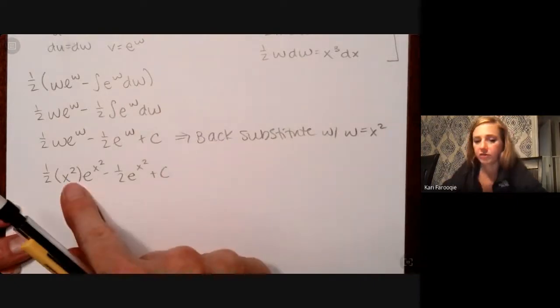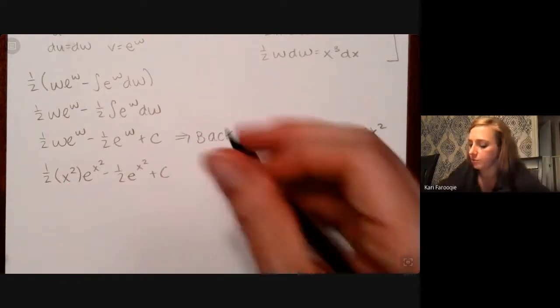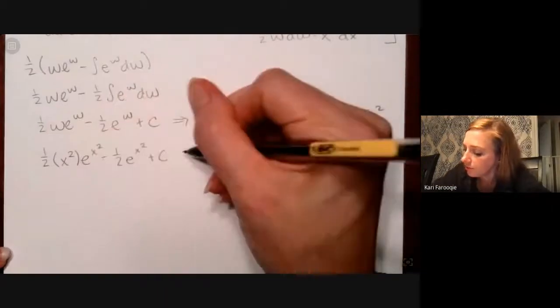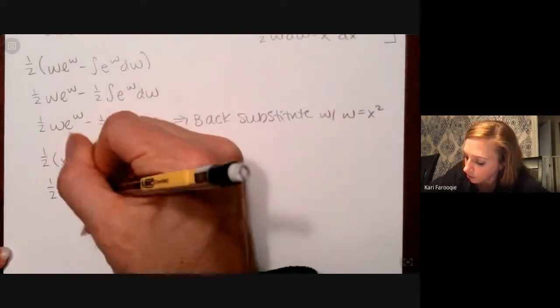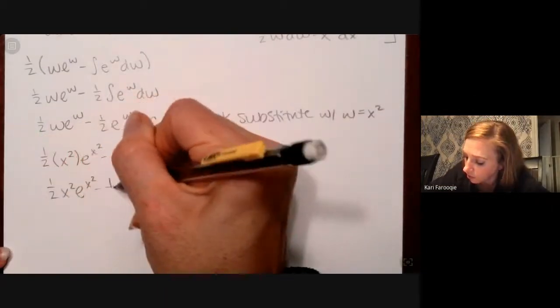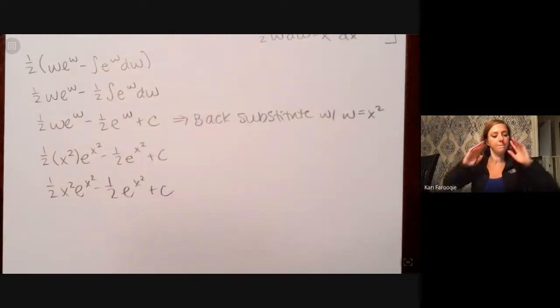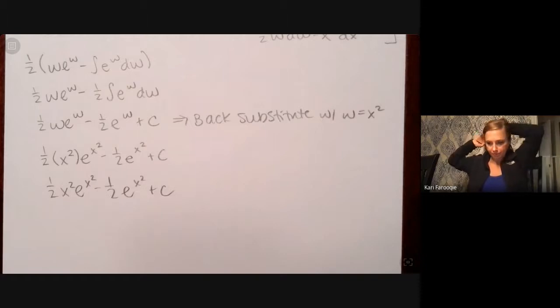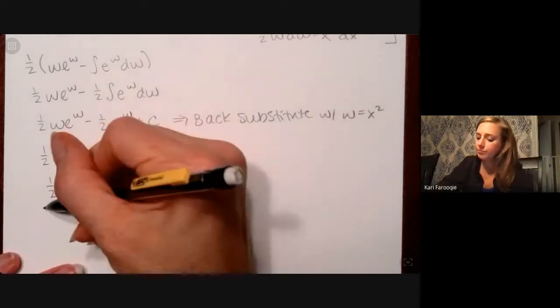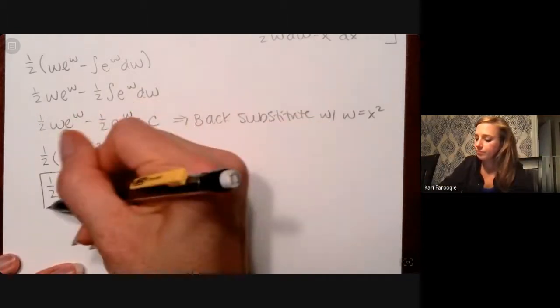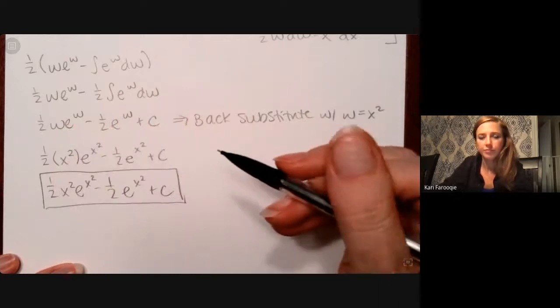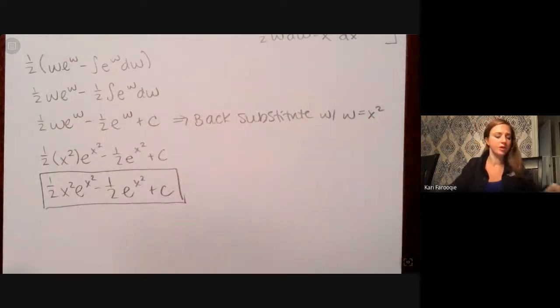And these parentheses are non-essential if they're bothering you. I don't know why I put them in there. 1/2 x squared e to the x squared minus 1/2 e to the x squared plus c. I feel like that's probably fine.